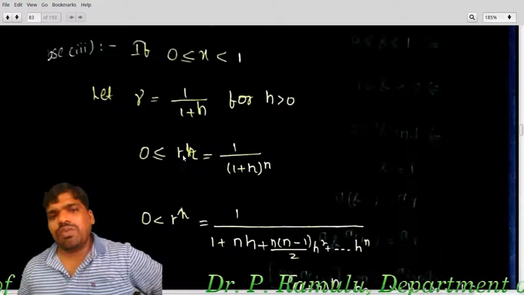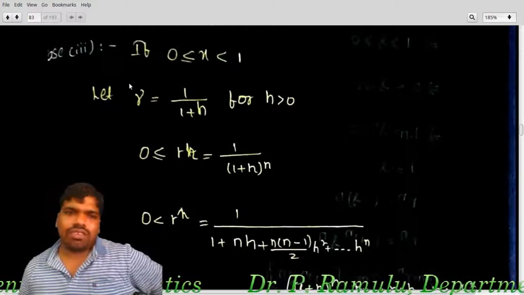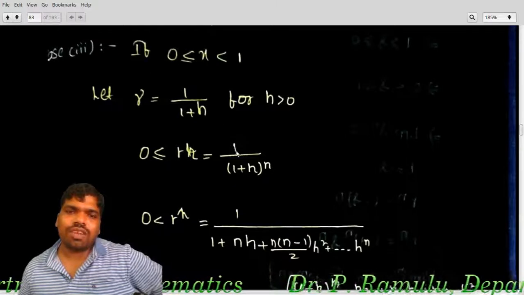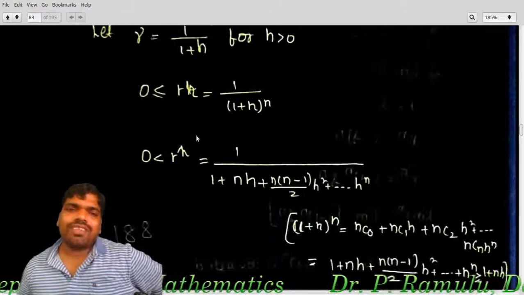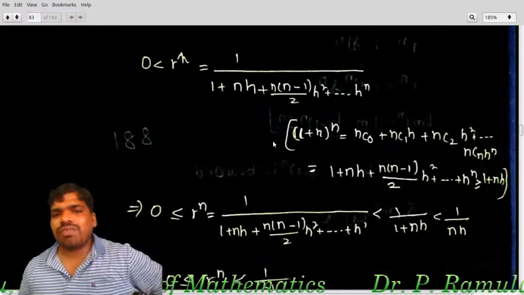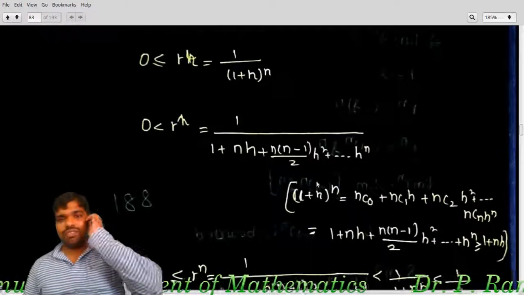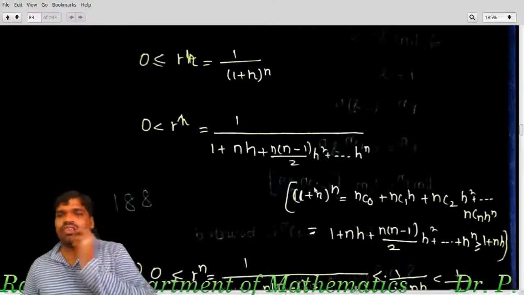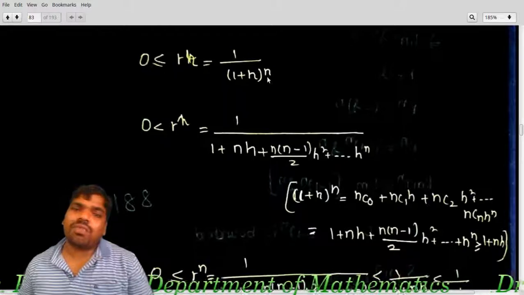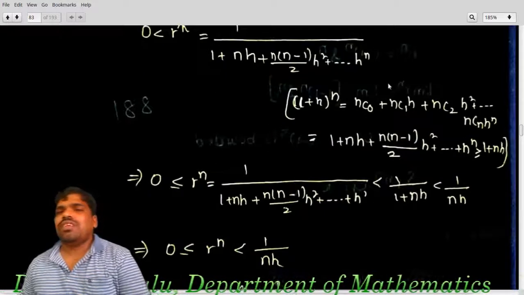So what happens to r^n? r^n = 1/(1+h)^n. By applying the binomial theorem for this, r^n = 1/(1 + nh + n(n-1)/2 h^2 + ...). Apply the binomial theorem, (1+x)^n expansion. This is the theorem you know.